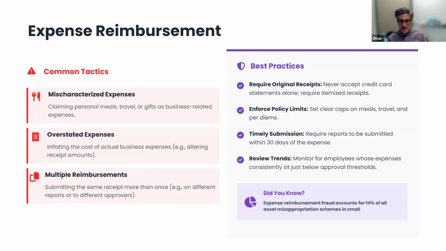So some best practices to consider here. One is requiring original receipts. So never accepting credit card statements or credit card receipts alone. Require itemized receipts. Enforcing policy limits. So setting clear caps on meals, travel, and per diems. Timely submission. So requiring reports to be submitted within 30 days of the expense. This is a really simple one, but I would strongly encourage that if you don't have this policy in place today, that you implement this.